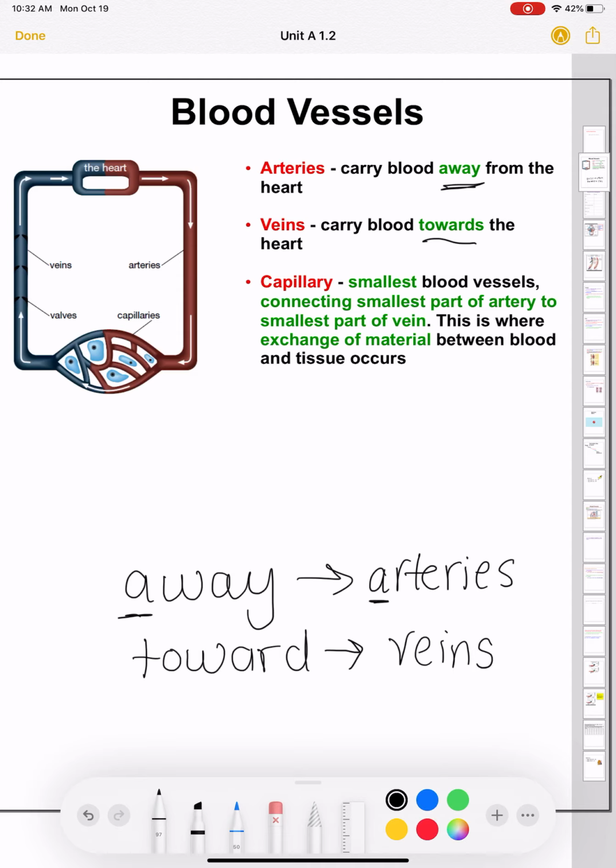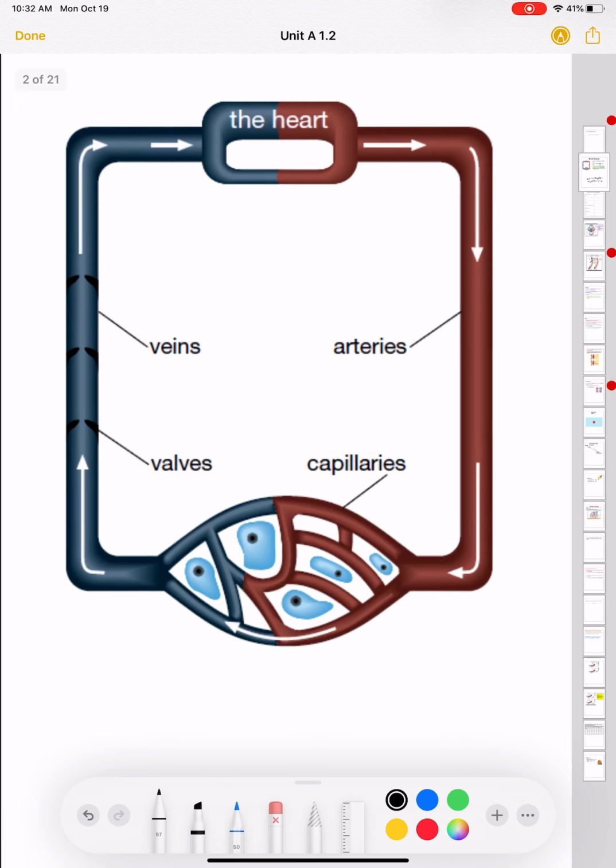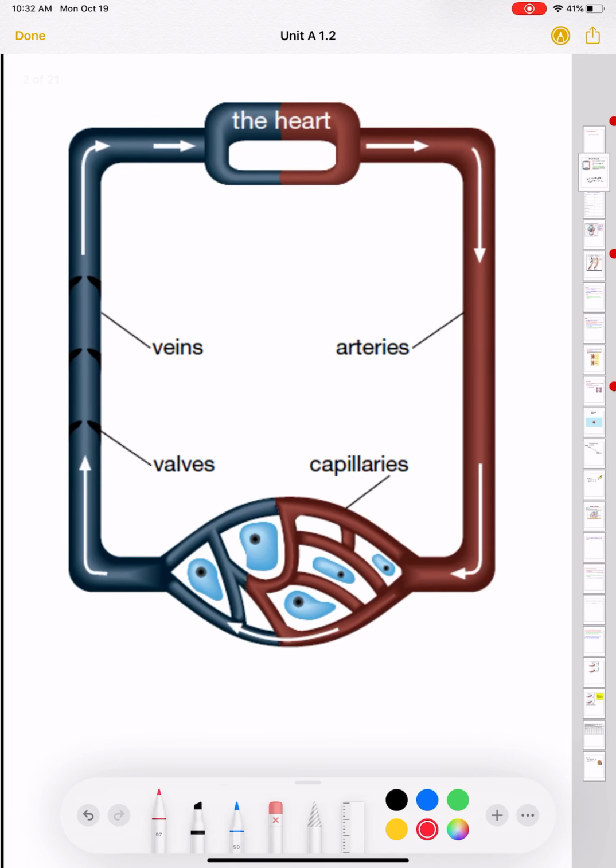And then the third one here is our smallest blood vessels, which are called capillaries. If you ever watch some YouTube videos, there's some people that call it capillaries. But either way, they are the smallest blood vessels that connect between the arteries and the veins. This is where exchange of material between the blood and the tissues occurs. So I'm going to zero in on this picture just to sort of explain this.